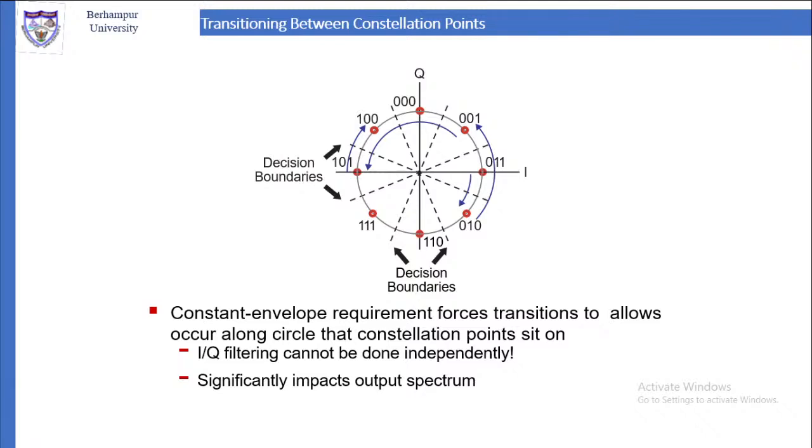IQ filtering cannot be done independently because every point has an I and a Q. So they are intermingled. We cannot filter them out independently. Both of them have to be done simultaneously. This significantly impacts the output spectrum, because IQ filtering cannot be done independently. So the output spectrum is significantly affected due to transitioning between constellation points. So these are some of the disadvantages.